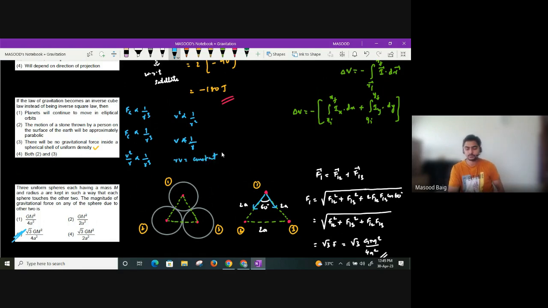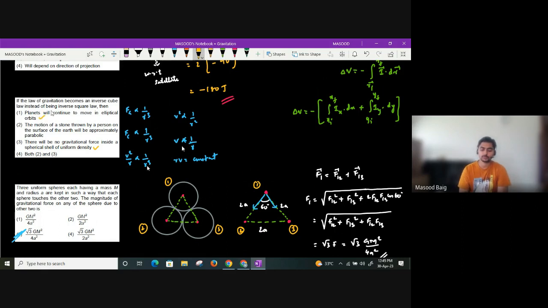So gravitational force is inversely proportional to r cube, meaning v square by r will be inversely proportional to r cube. v square will be inversely proportional to r square, so v will be inversely proportional to r. rv will remain constant, guys. This is correct again. So rv is constant means the planet will continue to move in elliptical orbit. This is also correct only.